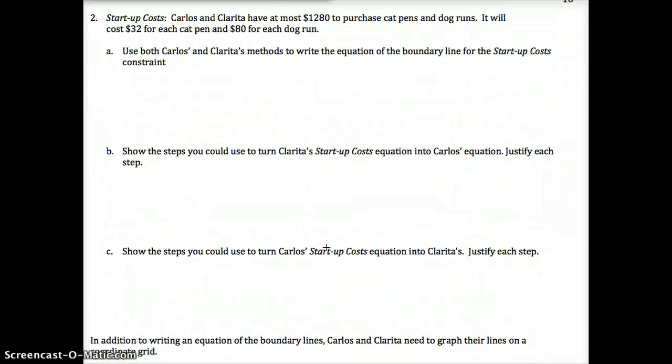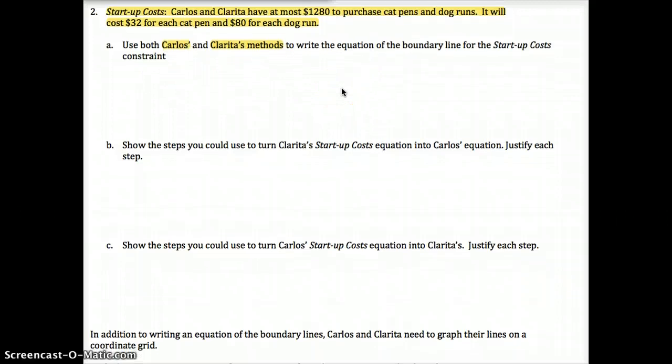Okay, now for your startup costs. Okay, you needed to write the equation from startup costs. You should have realized that this was what you did in 2.2. So you already have this inequality written, and most everyone wrote it in Clarita's method in standard form, but not Carlos's. And you need to have both of them listed here, and you need to come up with Carlos's not by rearranging the equation, but by following Carlos's description that he gave at the beginning of this task. Okay. So I should see both of those equations written, or inequalities written.